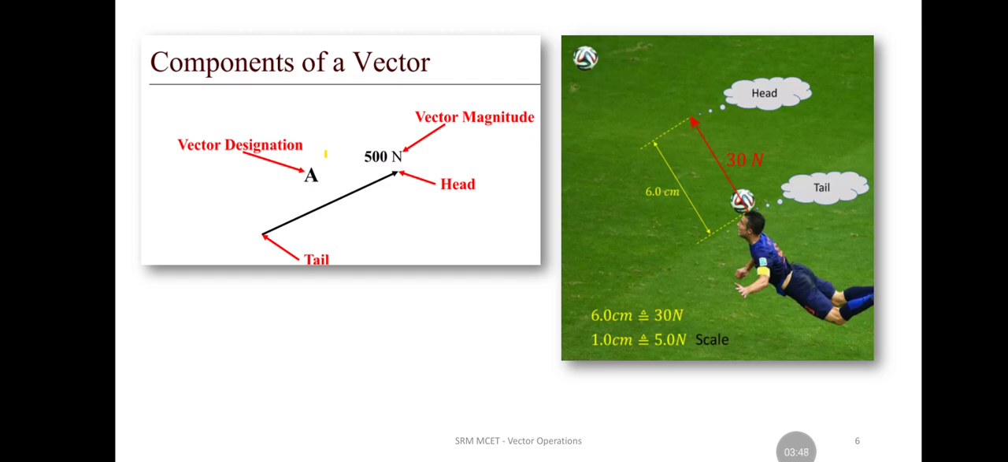Here you can see a player heading the ball in a football match, and he wants that ball to go in a particular direction at a particular speed. He is applying a force of 30 Newton, and his desired direction is towards the arrow. That is nothing but what we call a vector, and the top of the arrow is the arrowhead and the bottom is the arrow tail.